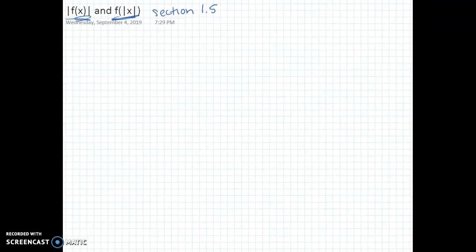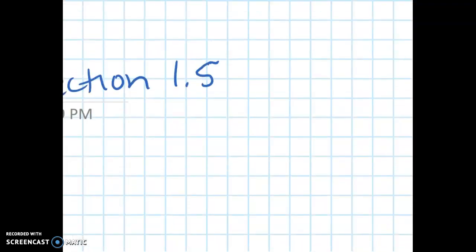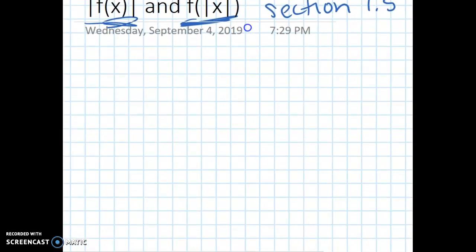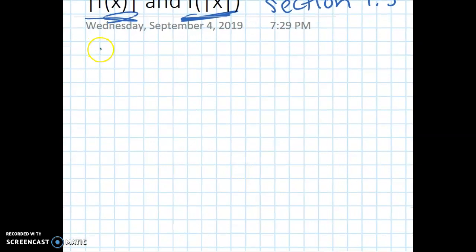First, one last thing I want to talk about is there's one new parent function, which is in that packet of parent functions that you worked on a few days back. So this one new parent function that I want to make sure we talk about is called the greatest integer function, which is kind of a brand new function for you. First, let's talk about what it looks like.